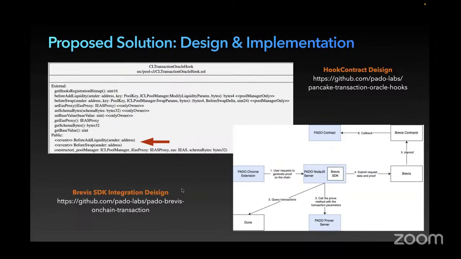V4 hook, and we also integrate with the Pado SDK, which means we use the previous on-chain attestation capability. We set up a Node.js server integrated with the SDK, and the JS server queries the user wallet's address with the Dune interface to get his blockchain data. We also set up a local prover server to generate the ZK circuits and run the proof generation, and we submit the proof to the Pado contract, where it is stored later.